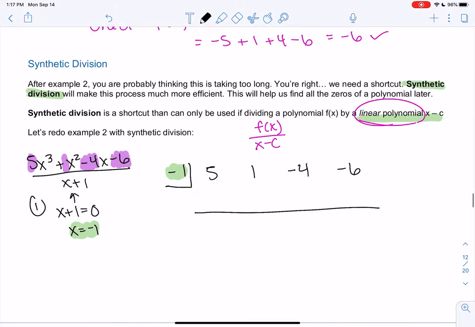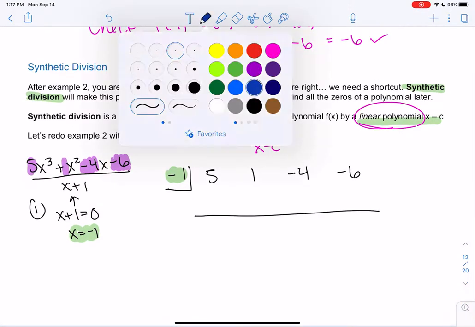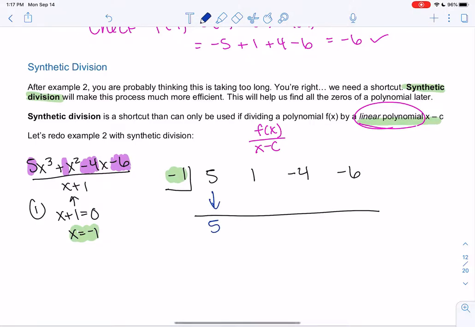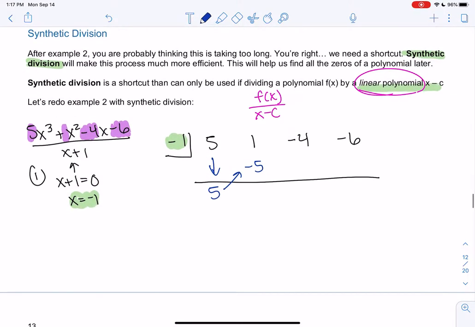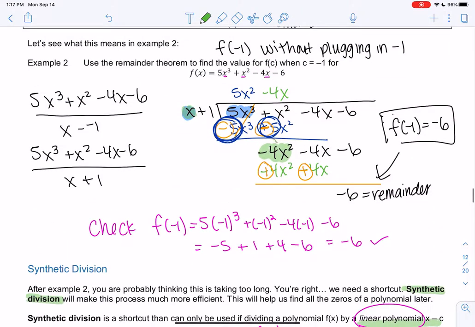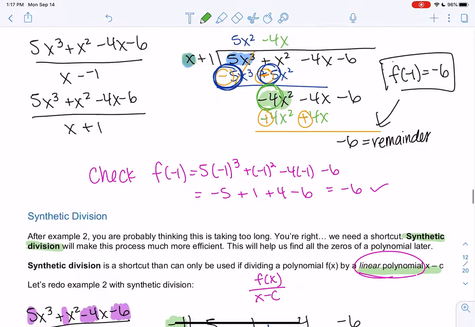So what we're going to do is we're going to bring down the 5. And then we're going to do 5 times negative 1 and bring it up here, and we get negative 5. And you'll notice this is kind of matching the long division, right? At some point we had a negative 5, a negative 5. And then we subtracted, or we combined them, and we got negative 4. Notice when I combine these two terms, we get negative 4. So it is matching the long division. It's just kind of doing a shortcut.